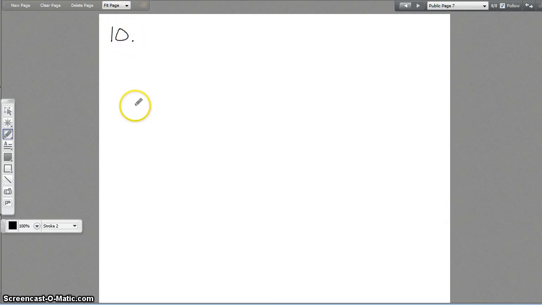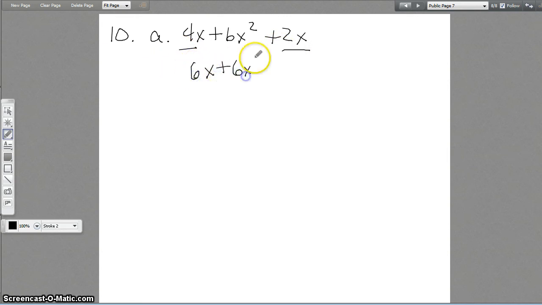It says simplify each of the following polynomials by combining terms of the same degree. Write each answer in descending powers of the variable. So first we'll combine like terms, and then we will rewrite it in descending powers. So part A, we have 4x plus 6x squared plus 2x. Well, we do have two terms that have the same degree, 4x and 2x, so we can add those. So this becomes 6x plus 6x squared. But we want our highest degree term first, and that's our 6x squared. So we will rewrite this as 6x squared plus 6x.